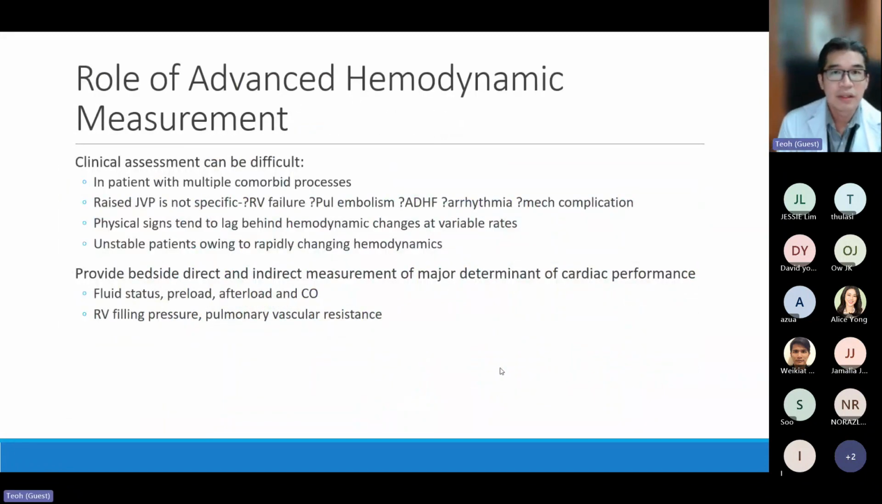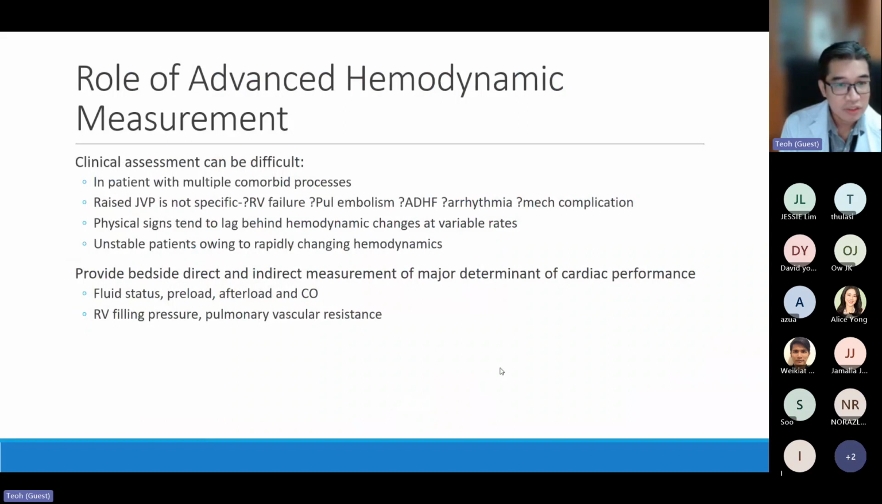And why do we still need the advanced hemodynamic measurement? We already have our routine clinical practice that can assess the hemodynamics, but I would say most of the time we still need this advanced hemodynamic measurement. The reason number one is that clinical assessment can be very difficult for diagnosing patients, for example, patients with multiple comorbidities, where we can't really tell what type of shock the patient has. Let me give you a simple example.